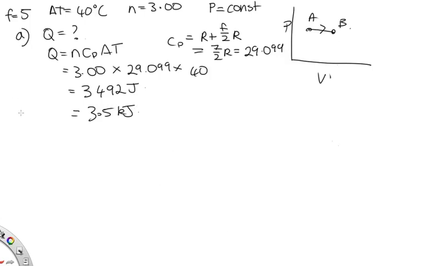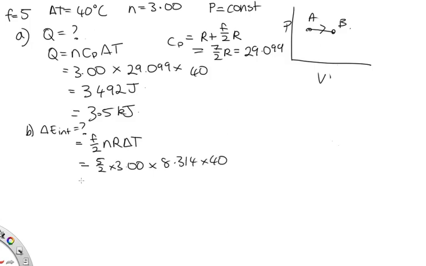Okay, now we're asked to calculate in part B the change in internal energy of the gas. So we'll need to use the formula for the change in internal energy. It's f/2 nRΔT. We know what all these things are in this case. So we've got 5/2 times 3.00 times 8.314 times 40. Solving this on the calculator, we end up with 2,494 joules, which is equal to 2.5 kilojoules.